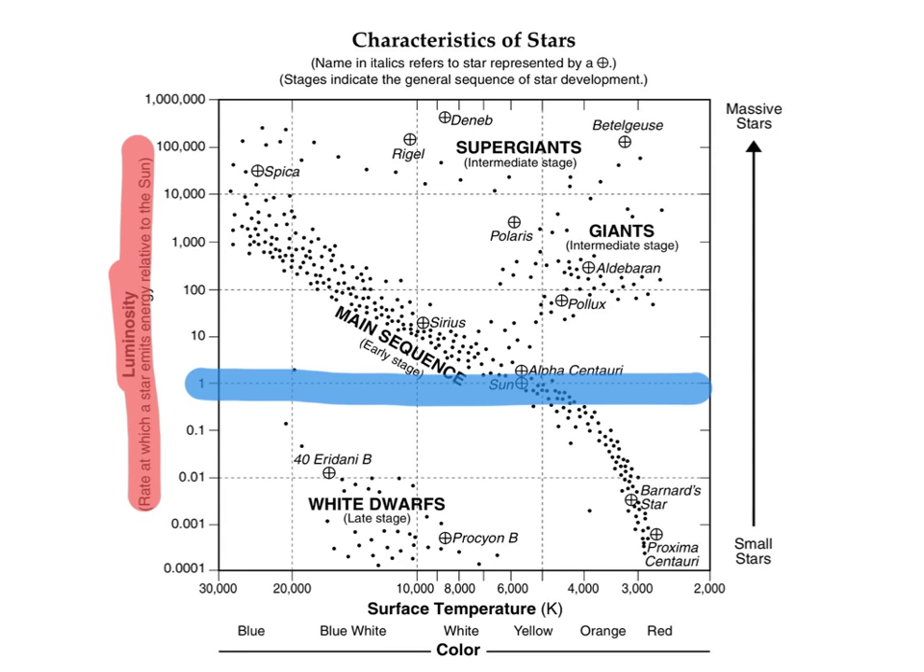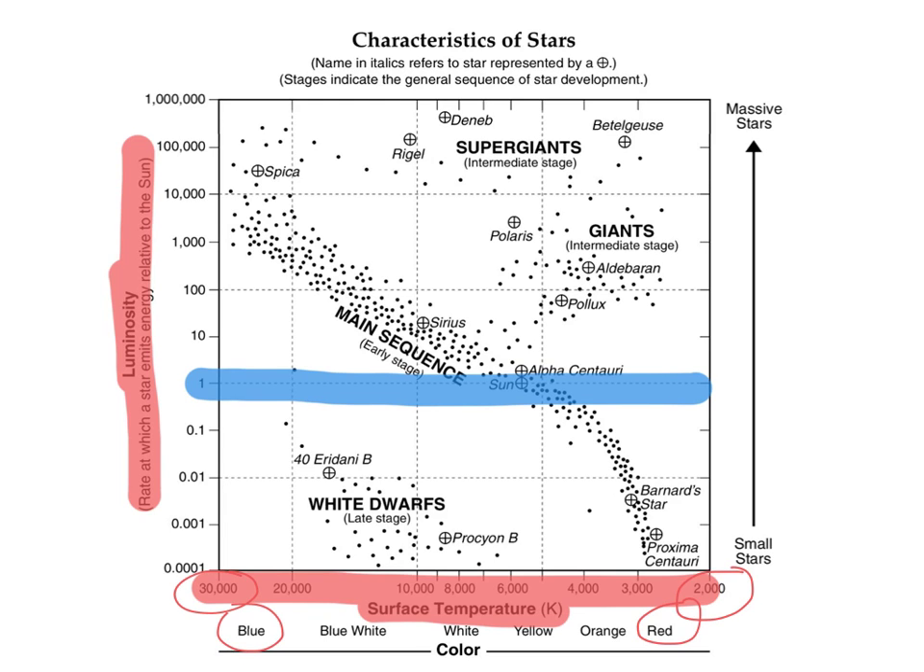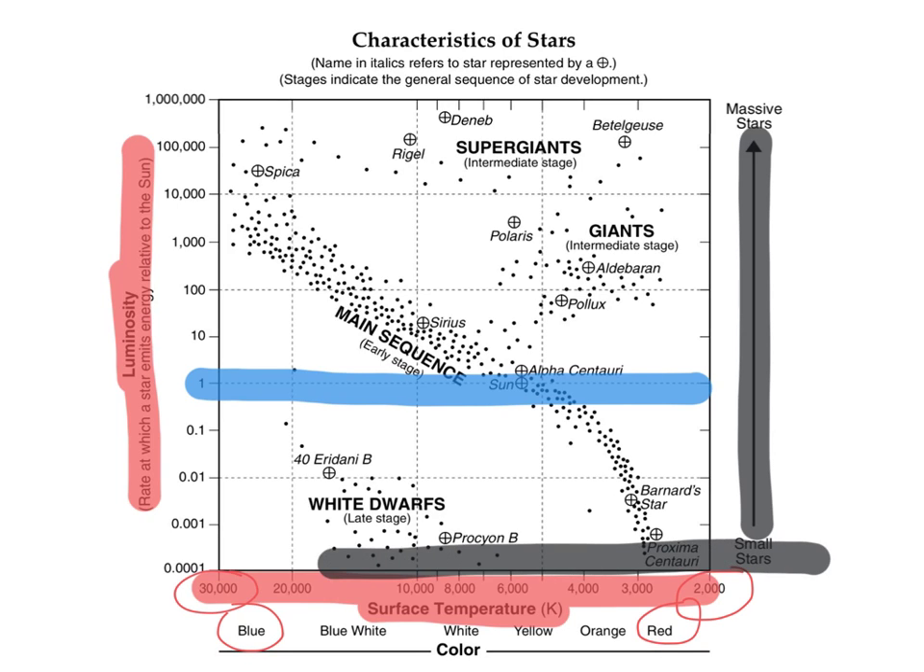Here down at the bottom is surface temperature, and here you can see the temperatures in Kelvin, but you can also see the colors down below. You can see blue, white, all the way down to red. And to make sure that you're reading this carefully, remember the 2000 over here, that's your red color. And then over here is your 30,000, that's much hotter, that's your bluer colors. Over here on the other side, you can see just talking about overall size or how massive the stars are. You can see these are going to be your smaller stars down here and your more massive stars at the top.